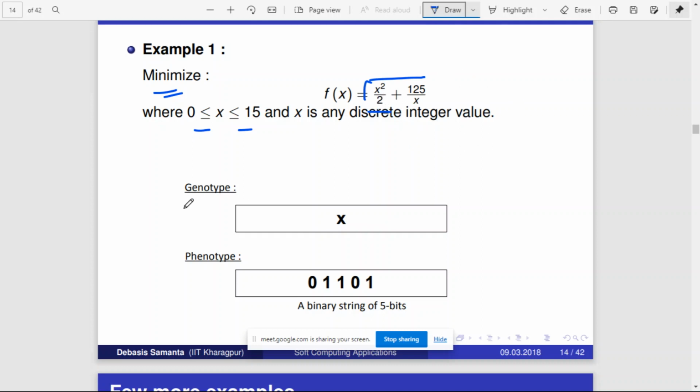Okay, so in this genotype we are just representing x, but in the phenotype we are representing the value which gives the minimum result, right? So here it is 1101. So what is this binary equivalent? This is 8421. So it is 8 plus 4 is 12, 12 plus 1 is 13. So when you apply x equal to 13, probably it will give the smallest value, right? I'm not sure, you apply and check, but this is just an example. This is an example for genotype and phenotype.